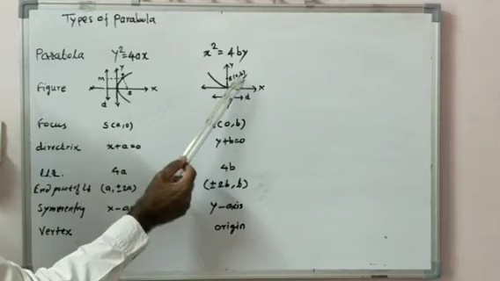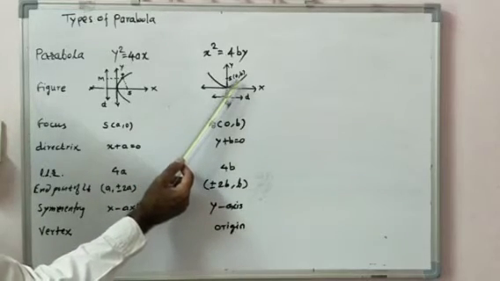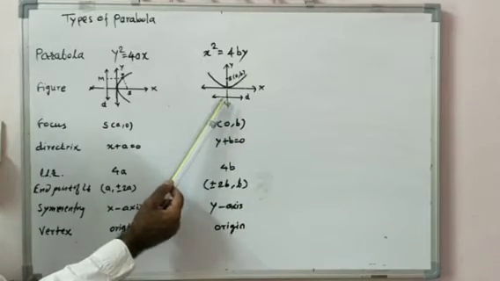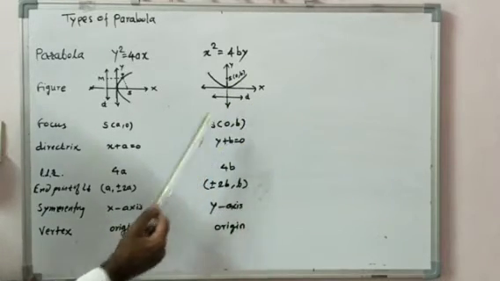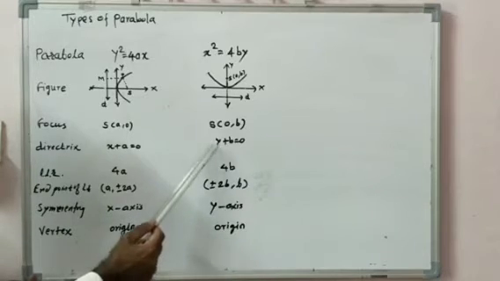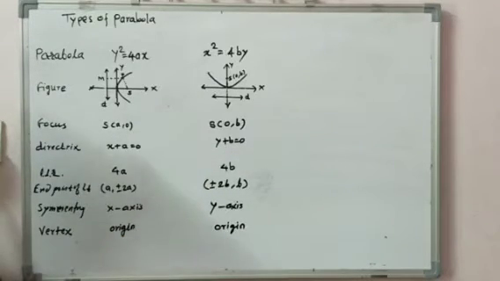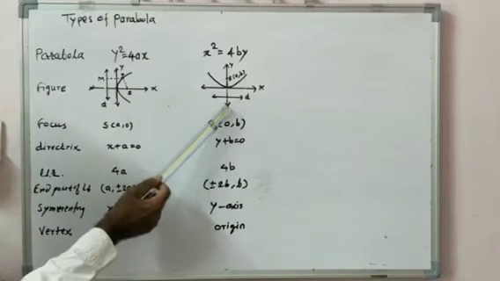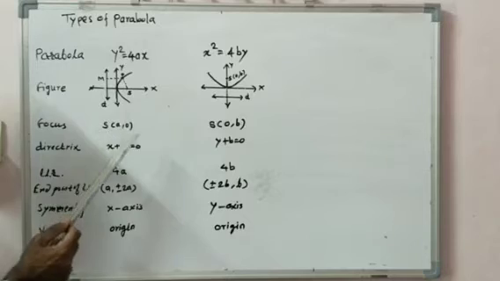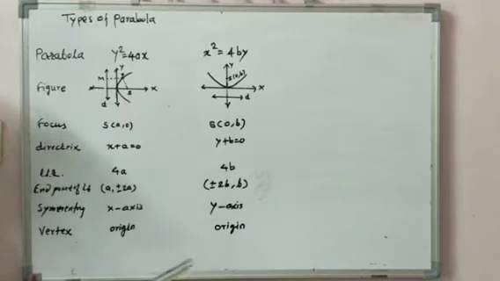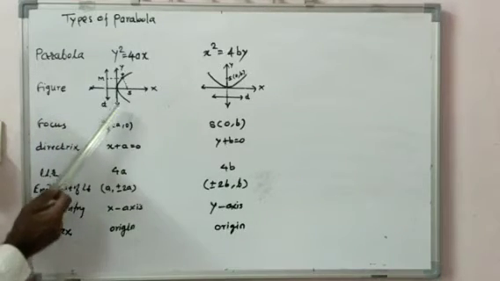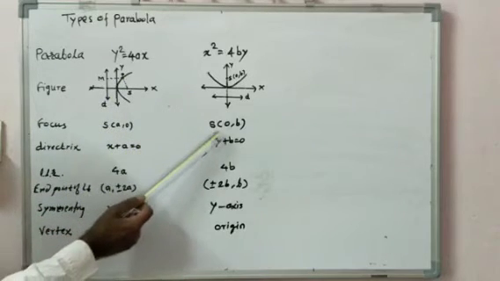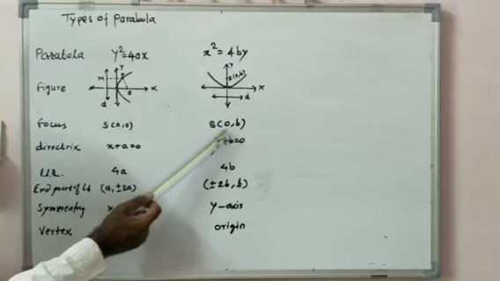And the focus is on the y-axis, therefore the coordinates are (0, b). The focus is (0, b). And the directrix is parallel to the x-axis, therefore its equation is y plus b is equal to 0. Now these are the two parabolas, these two figures, and now we compare their features. The focus of the first parabola is S(a, 0), the focus of the second parabola is S(0, b).